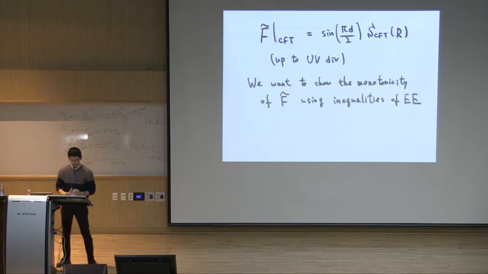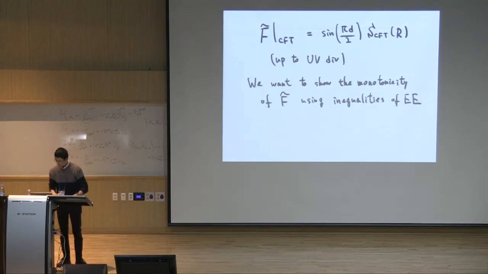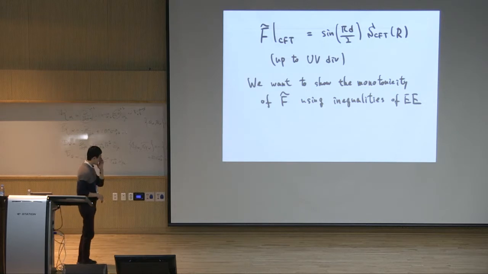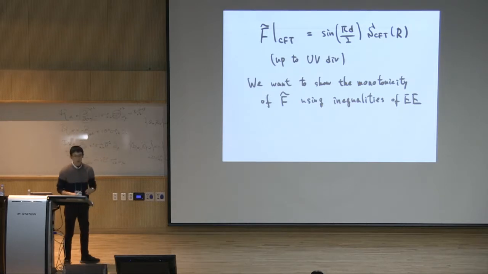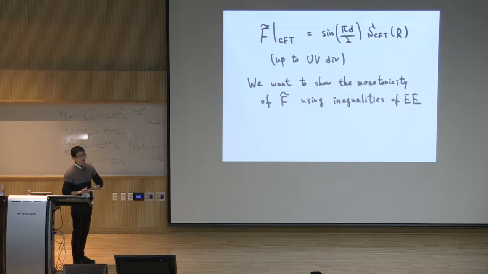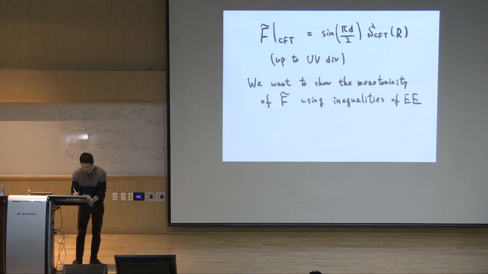So I guess this is the idea. You need to subtract the UV divergent term to obtain non-trivial inequalities for F tilde, because entanglement entropy itself has very strong UV divergences. From this relation, it implies that you need to read off the finite term.